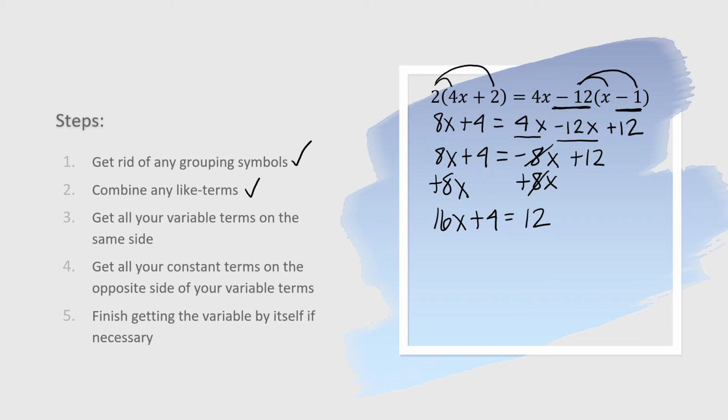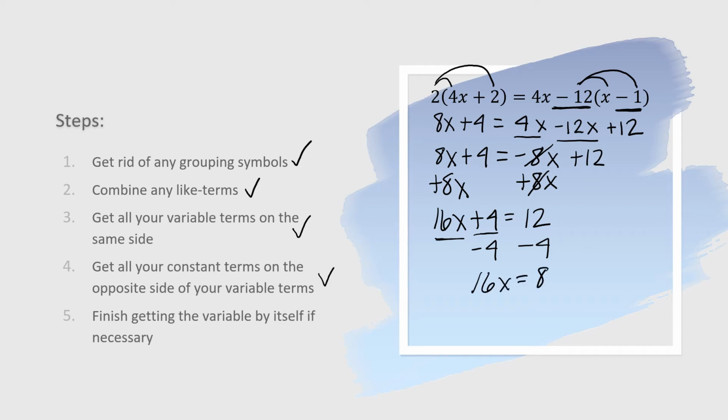So now we have one variable term. It's on one side. We have completed step number 3. So we can move on to step number 4. Get all your constant terms on the opposite side of your variable terms. So the variable term is on the left-hand side, which means we want to move this plus 4 to the right-hand side. And to do that, we want to subtract 4 from both sides. So we have 16x equals positive 8.